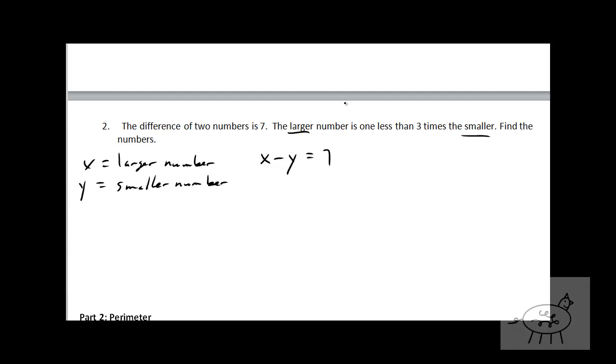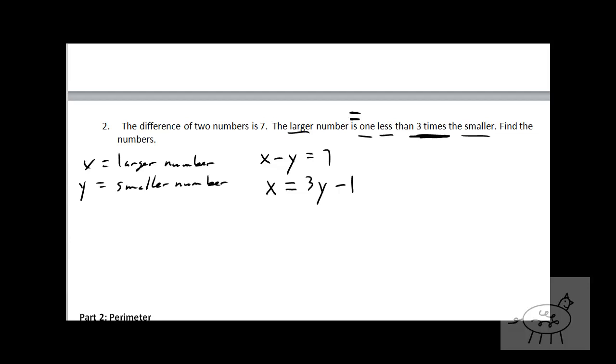And then here's the deal. This word "is," math fans, means equals in math. You've got to know that. So if I literally just translate this as I go along, the larger number is 1 less than 3 times the smaller. Remember what I told you to do? It's 1 less, so you put the minus 1 after the variable. 3 times the smaller, and the smaller is y. So that's your equation.